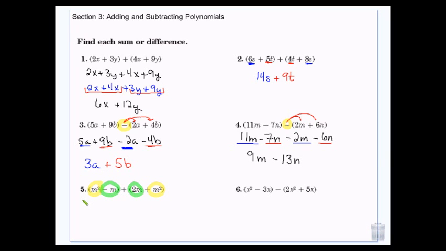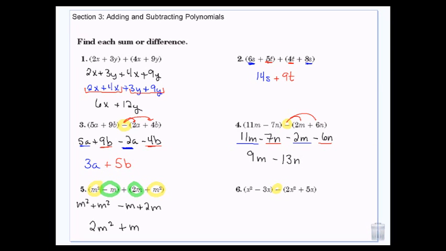Oh, wrong pen. So I have m squared and then another m squared, and then I have a minus m and a plus 2m. So this gives me 2m squared plus m. Not too bad, I hope. The minuses are still the same.